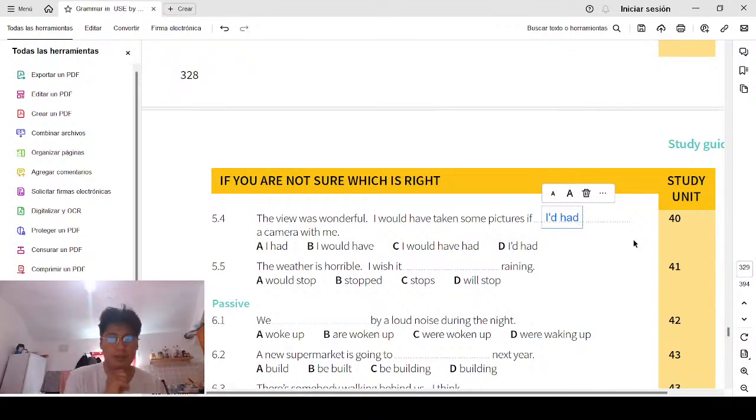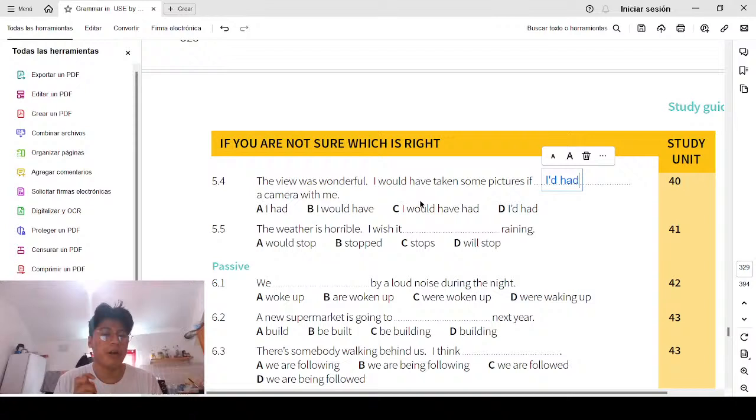Let me check the video. But that makes sense, right? I know the structure, but I don't remember exactly what the name is. I would have taken some pictures if I had a camera with me. Basically, we're talking about a hypothetical situation in the past, not with regret.